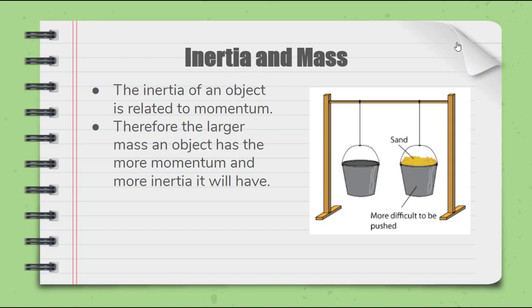The inertia of an object is related to its momentum. Therefore, the larger mass an object has, the more momentum and more inertia it's going to have. Simply put, if something has more mass, it's more difficult to move it. It will have more inertia and therefore will be more difficult to move.